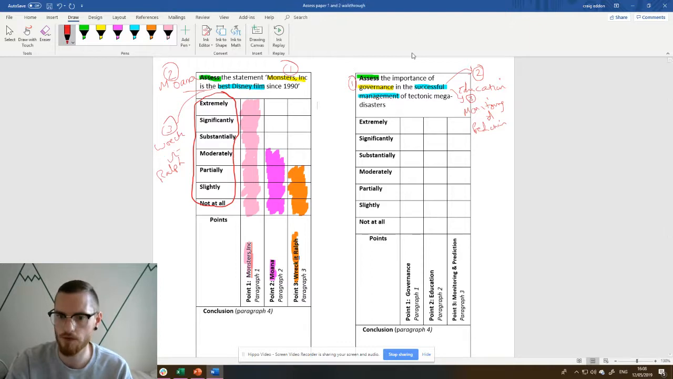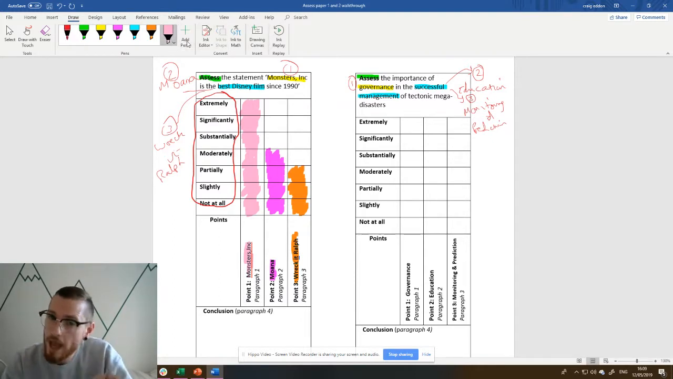Okay, so first off, governance. So I'm going to use a P structure, and I'm going to start. Let's pick up the pink again. I'm going to say, again, remember, you're weighing it up. How far do you agree? So I'm going to do my point, my explain, my evidence, my analysis. Then my last bit, 2 sentences at the end. How far do I agree that governance is the most important factor in successfully managing a tectonic mega disaster?